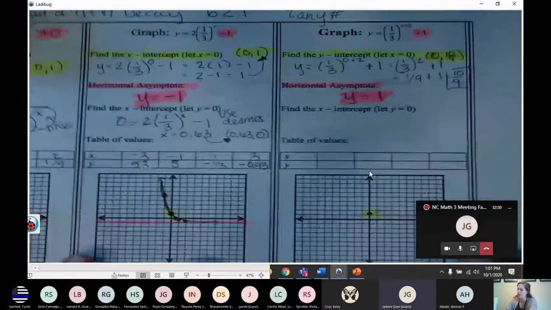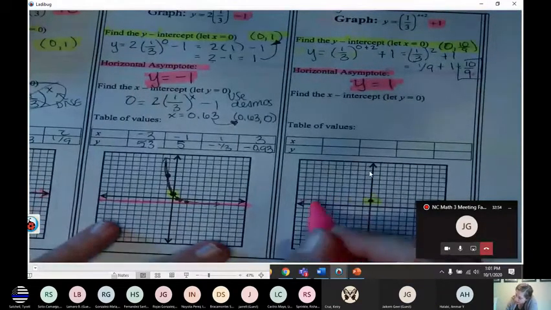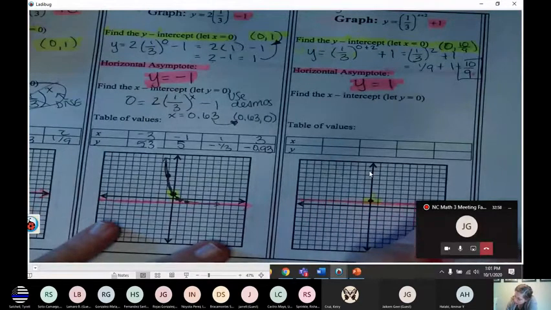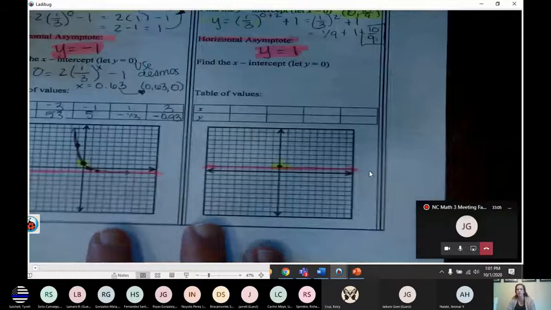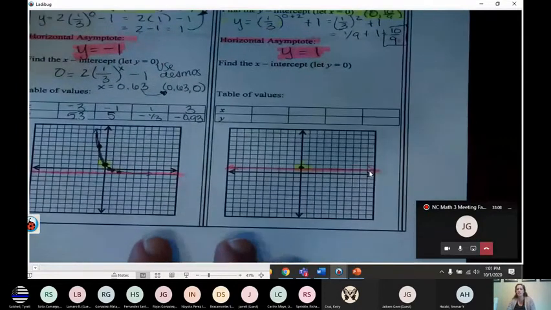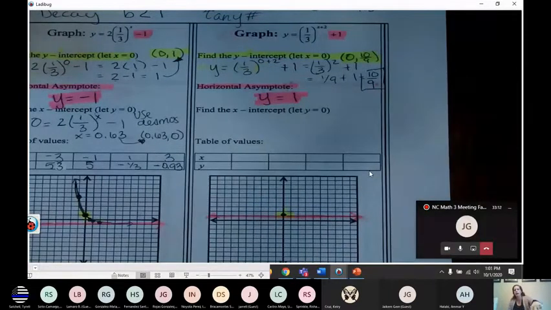All right. So I'm gonna label that on my graph. So we're gonna have our horizontal asymptote at y equals 1. Okay. We're gonna plot that in there. So we drew a horizontal line at the y value 1. All right, and our very last step is to find the x-intercept, okay?